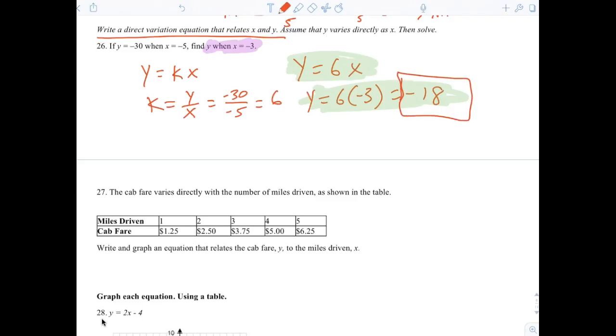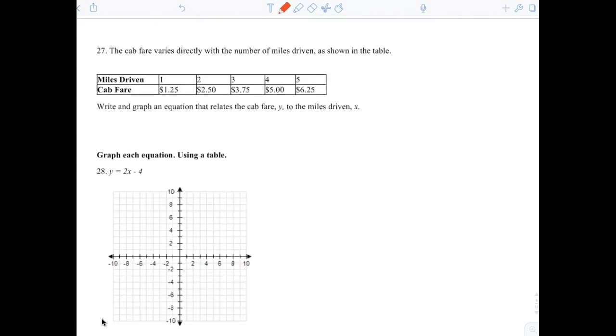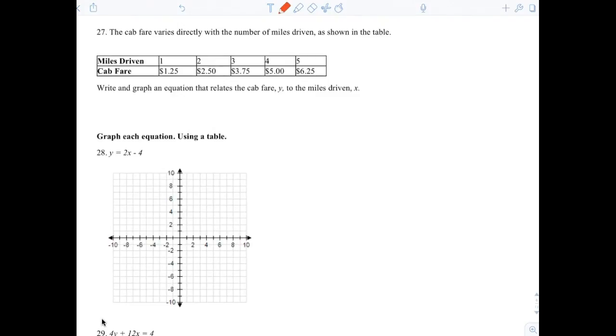Everybody agreeing with you? That's not that hard, right? All right, let's continue on. The cab fare varies directly with the number of miles. Write and graph an equation that relates the cab fare y to x.